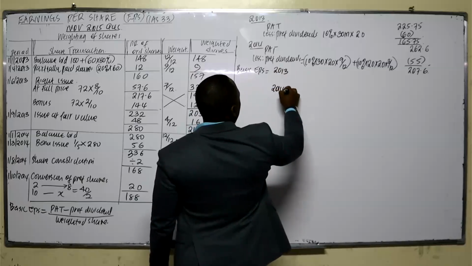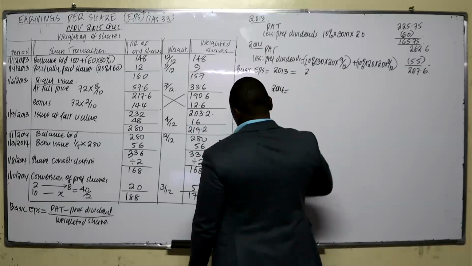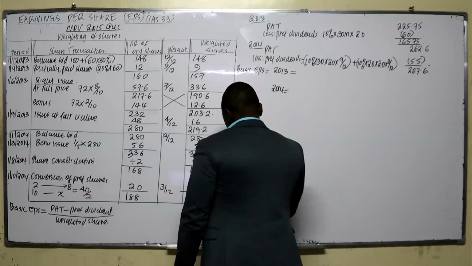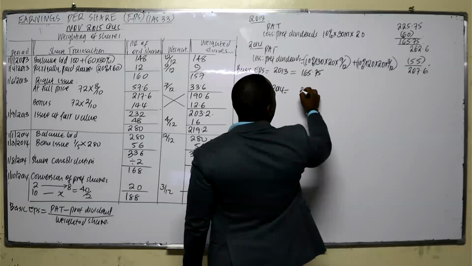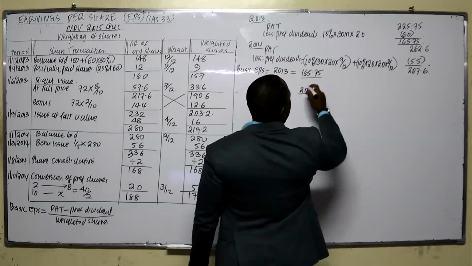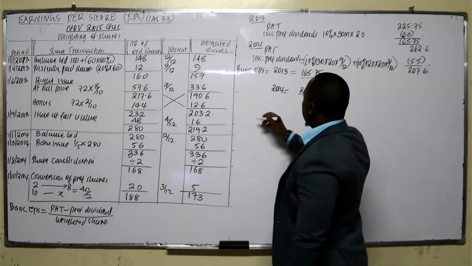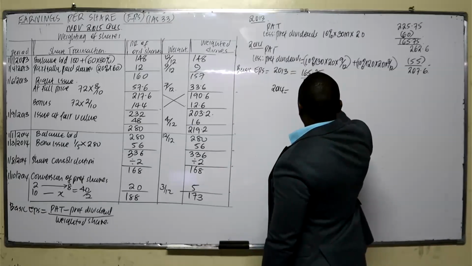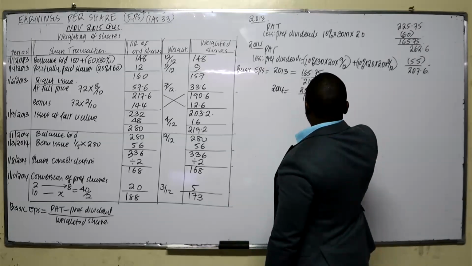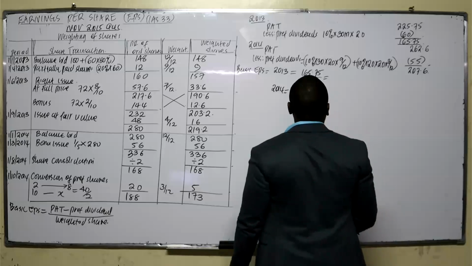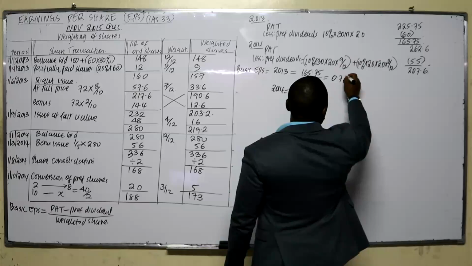2013, 2014. So you take 165.75. This is 207.6. Then you divide by the weighted shares. 2013, the weighted shares we had was 219.2. And then 2014 we had was 173. 0.76.